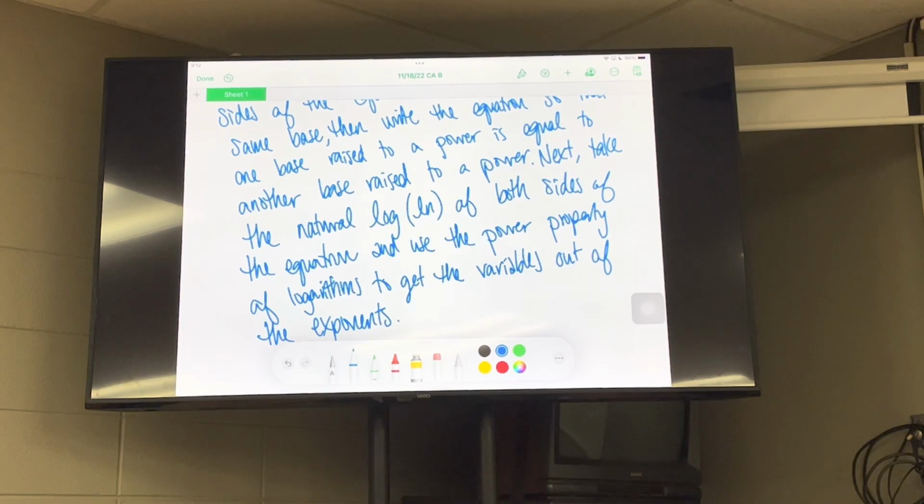So, here's what we have. Use the power property of logarithms to get the variables out of the exponents. What we're doing is, like, what's the purpose of this? Again, the first case is, oh, I can get the same base on both sides, I can bring those exponents down, I can just solve it that way.